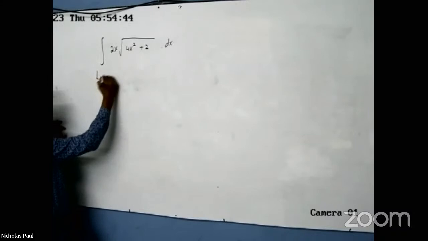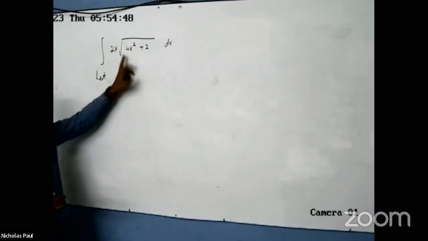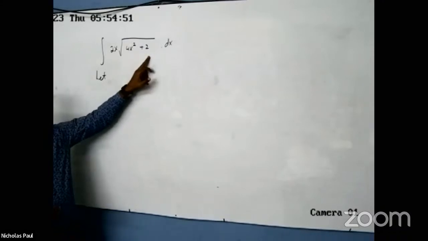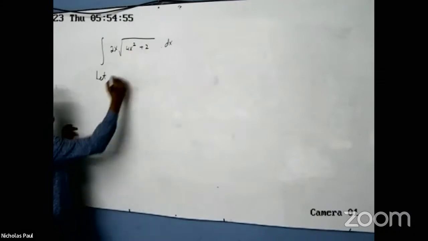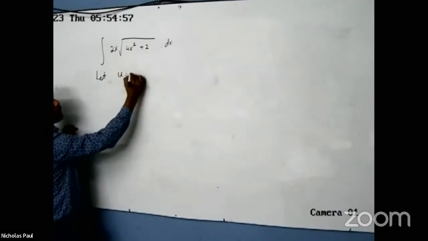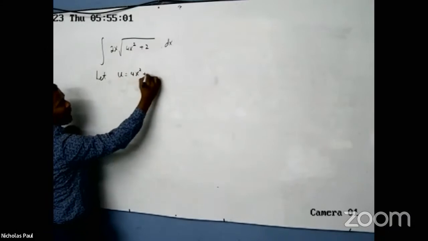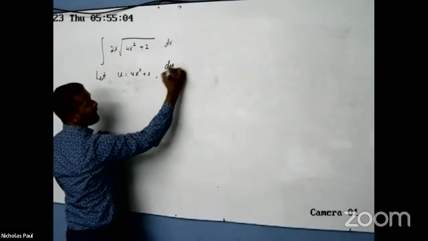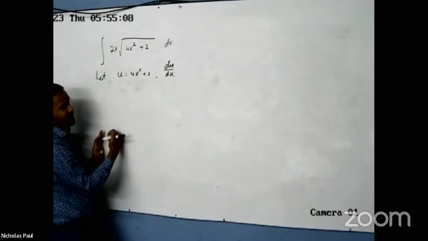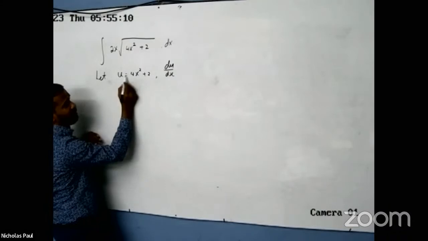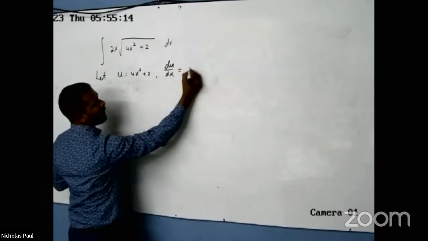So sometimes they'll tell you what to substitute, sometimes you have to figure it out. Generally, it is the bracket. So the bracket here will be 4x squared plus 2. If we let u equal to the bracket, so u is equal to 4x squared plus 2, then du dx, the differential of this, 4x squared plus 2, is equal to 8x.